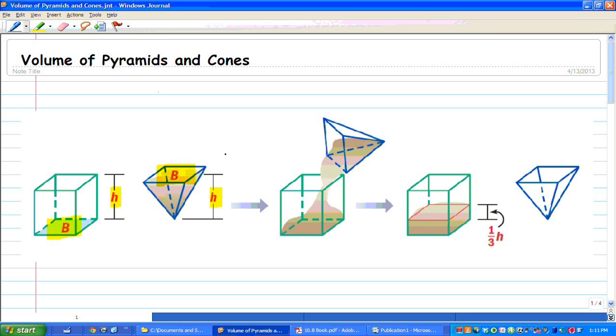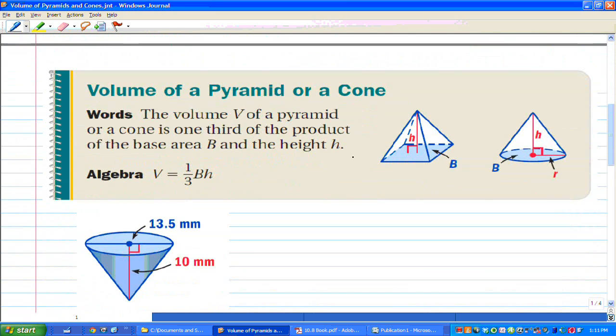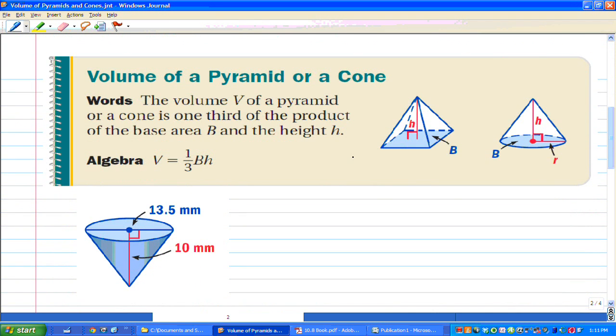So if we took this pyramid and filled it with sand and then poured it into the prism that has the same base area and the same height, the volume will always be 1/3 of that of the prism. And the same thing goes with cones and cylinders. So the formula for the volume of a pyramid or a cone is 1/3 of the base area times the height. That's what the capital B is, the base area.